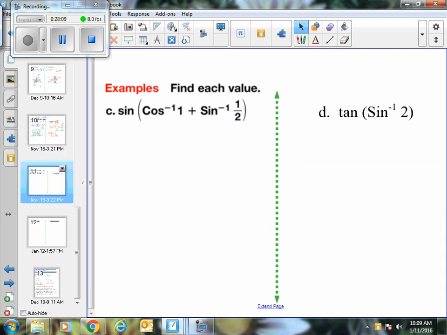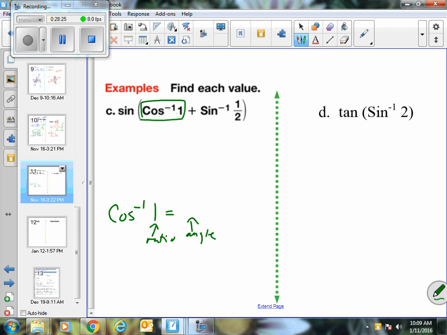Okay, a couple more. Let's start on the inside and work our way out. So we're going to do this first. Inside the parentheses, inverse cosine of 1, asking the question, for what angle is cosine 1? So this is the ratio. You want the angle measurement. Well, what angle is cosine 1? First time it happens in our restricted domain is at 0 degrees or 0 radians. So however you want to say that.